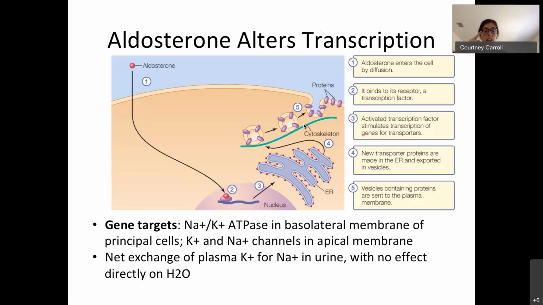What happens is that there is a net exchange of plasma potassium for sodium in the urine. We're going to reabsorb more sodium and excrete more potassium. There's no direct effect on water, but water will follow the sodium.